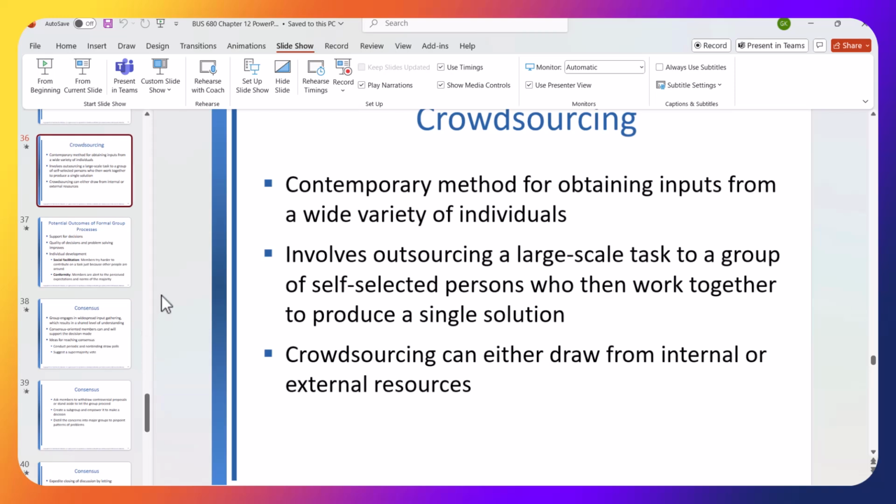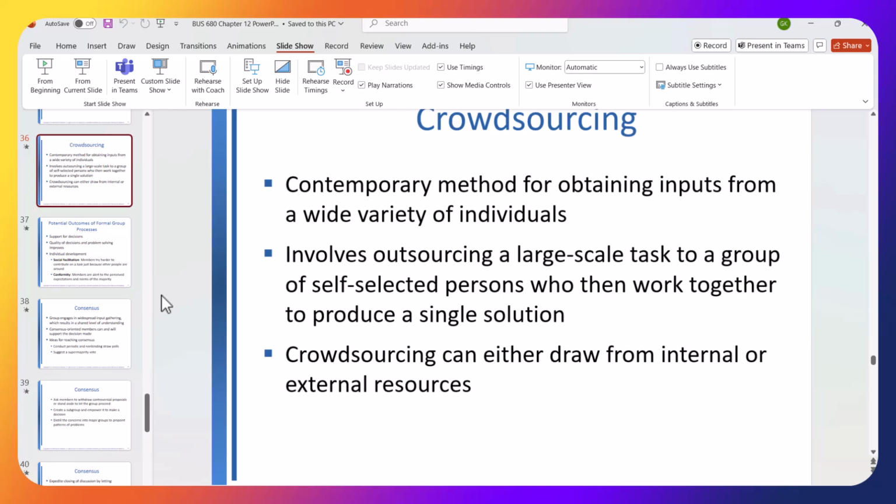Crowdsourcing. So when you look at crowdsourcing, temporary method for obtaining inputs from a wide variety of individuals, involves outsourcing a large scale task to a group of self-selected people who then work together to produce a single solution. Crowdsourcing can either draw from internal or external sources.